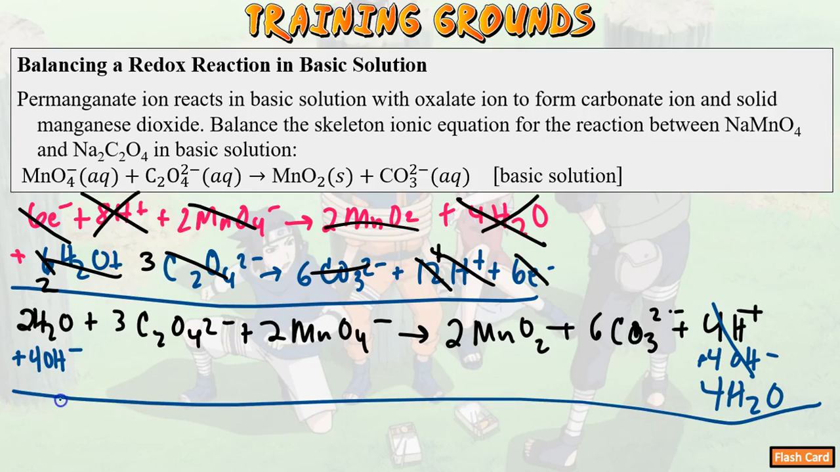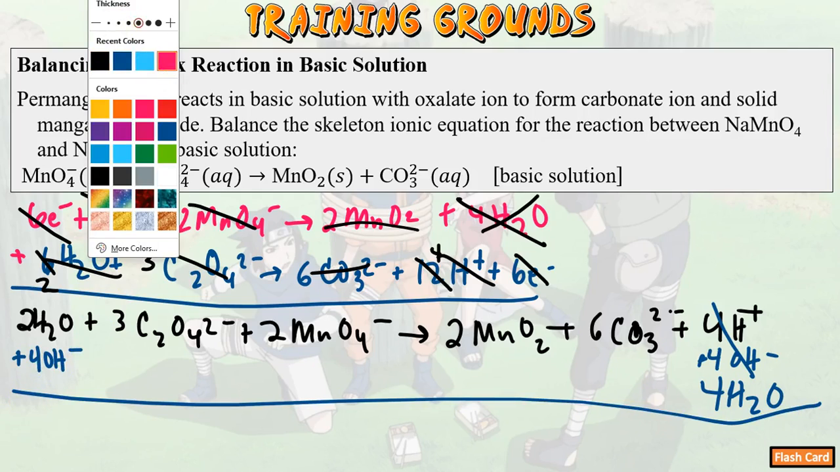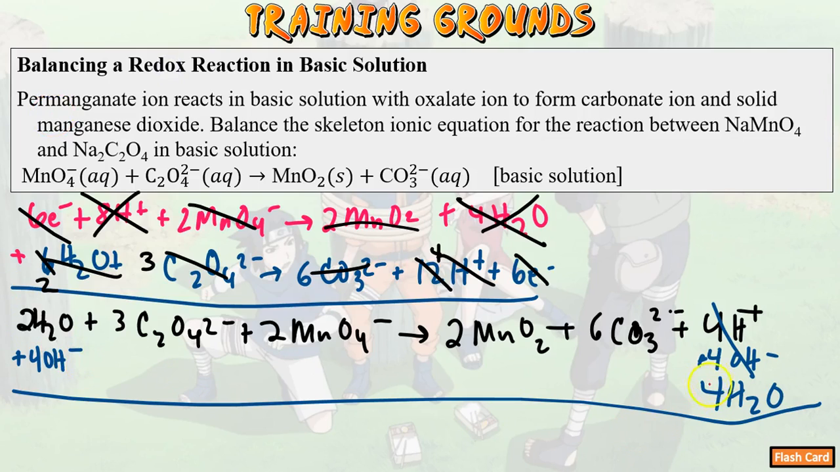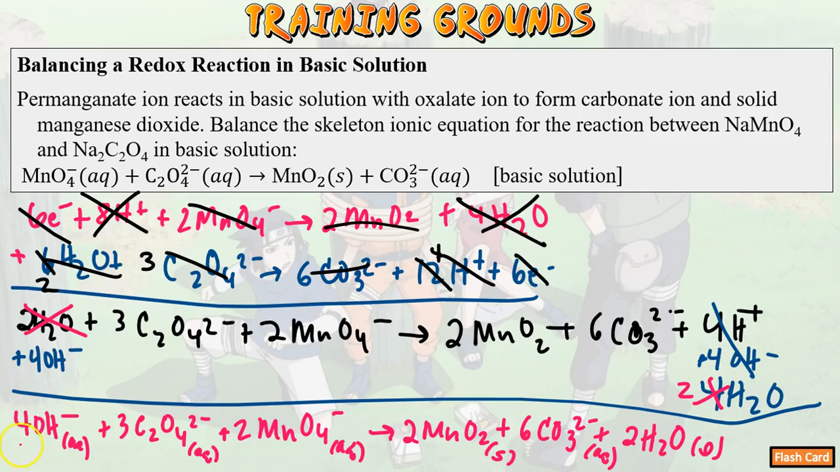We want to make sure that we, of course, are getting rid of things that are the same on both sides. When we look at everything here, we see that we have 4 water molecules and 2 water molecules. So I can get rid of the 2 water molecules here and only be left with 2 over here. Now all I have to do is write down everything that is left over, and that will be my final answer. So here's our final answer. Of course, I've written everything that's left over down, 4 OH- aqueous plus 3 C2O4^2- aqueous plus 2 MnO4^- aqueous. That's going to produce 2 MnO2 solid plus 6 CO3^2- aqueous plus 2 H2O liquid.